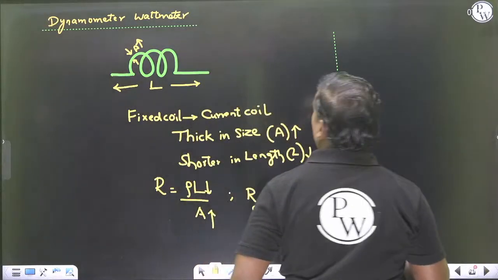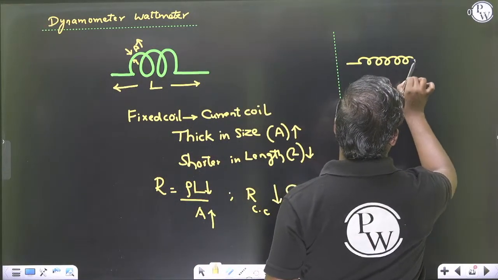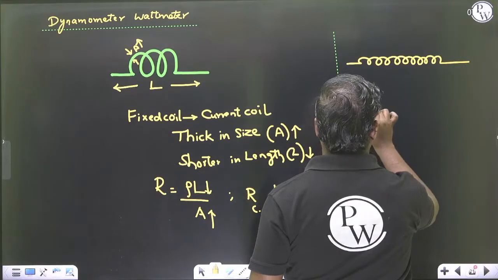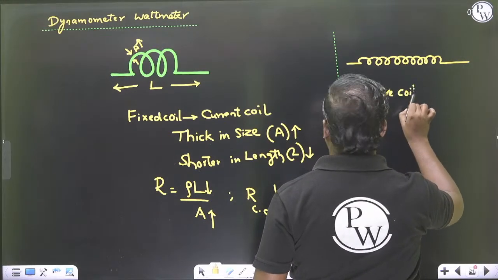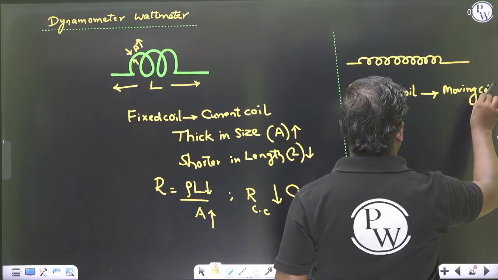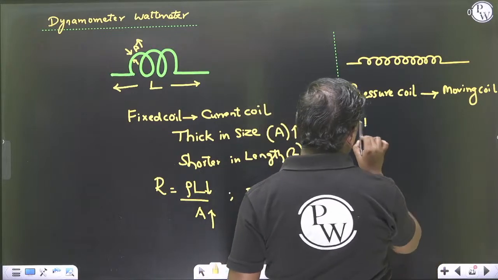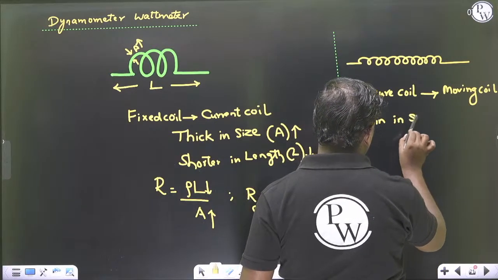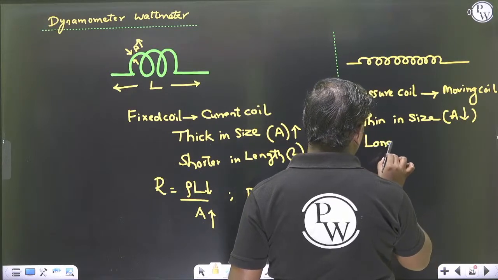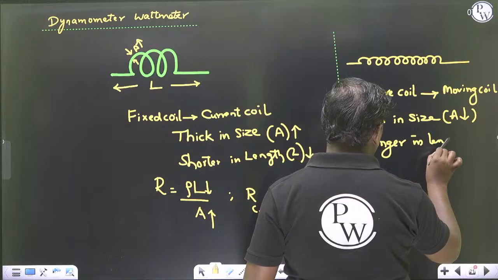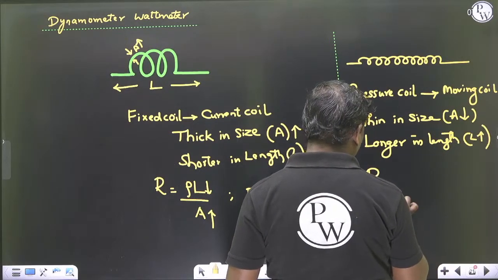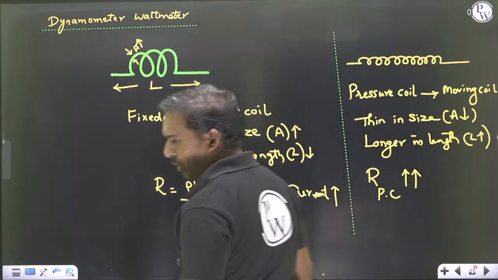Next, the potential coil is like this. The pressure coil or potential coil, which is the moving coil, is thin in size and longer in length. So the resistance of the potential coil will be more. Please make a note of these points.